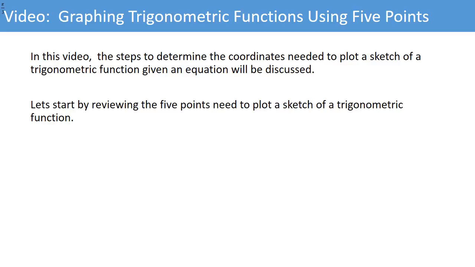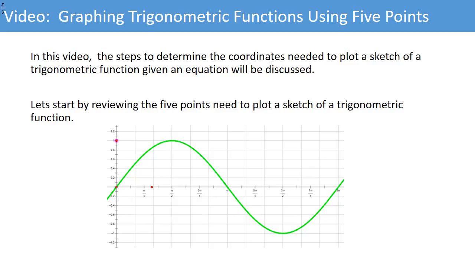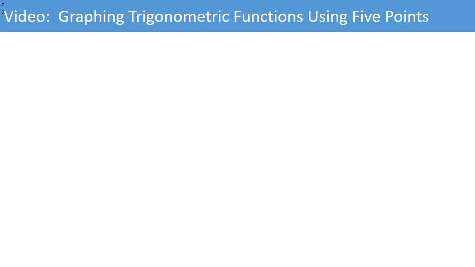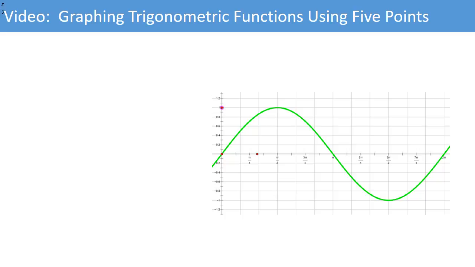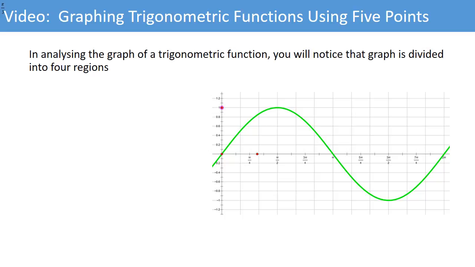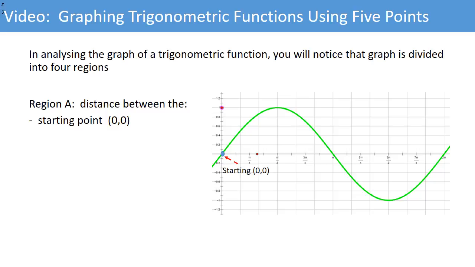Let's start by reviewing the 5 points needed to plot a sketch of a trigonometric function. In analyzing the graph of a trigonometric function, you will notice the graph is divided into 4 regions. Region A is the distance between the starting point at 0, 0 and the maximum point at pi over 2 and 1.